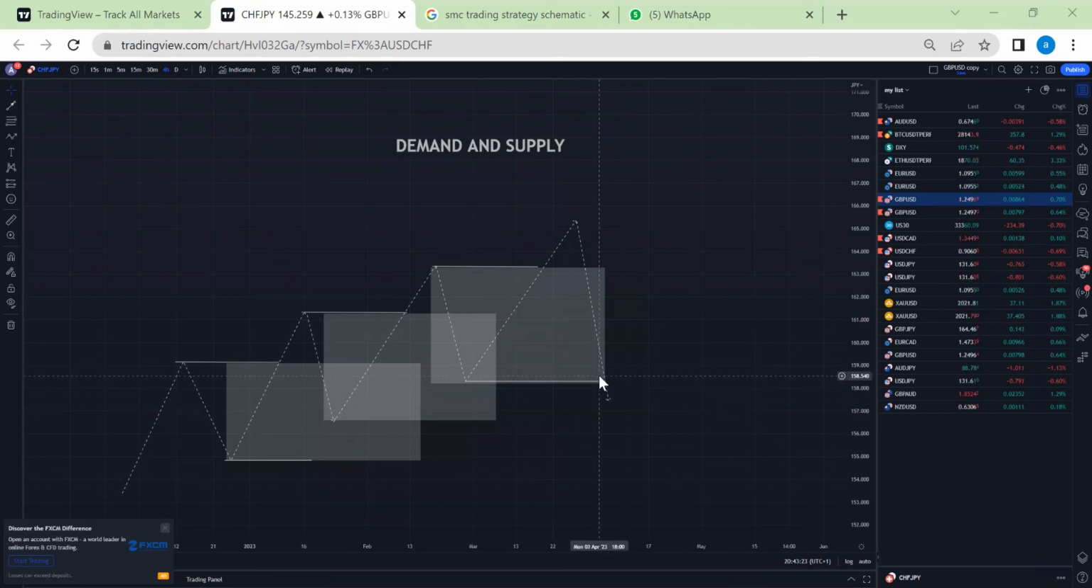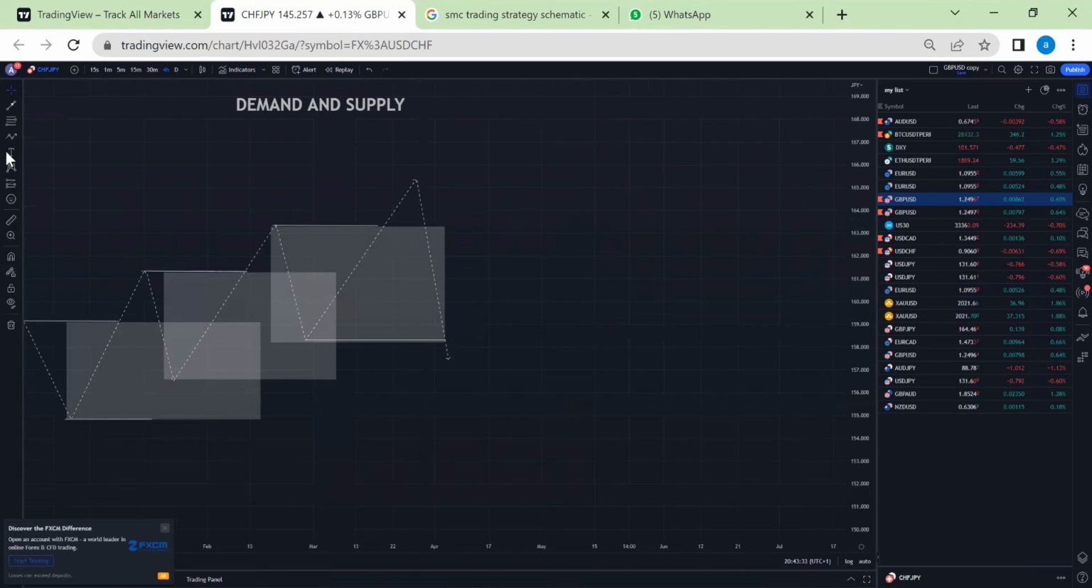Okay? So that is break of structure, and that is demand failing. Now, when demand fails, what happens? Exactly the opposite of what has been happening before will start happening now. Immediately demand fails, that's what we'll be having.